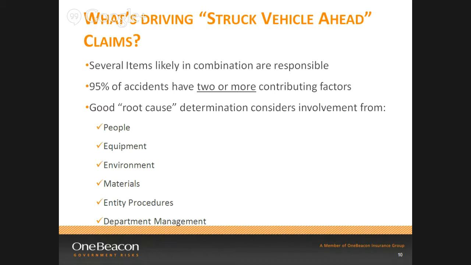95% of the accidents have 2 or more contributing factors. That's just a basic thing that we cover in all risk control operations. Hardly any accident out there is the result of just one causation factor. Anytime we start doing this accident investigation process, we need to be involved in taking a look at the various components of the people, part of that equation, the equipment, environment, materials, even the entity procedures, or maybe the departmental procedures. So let's go ahead and go to the next slide.